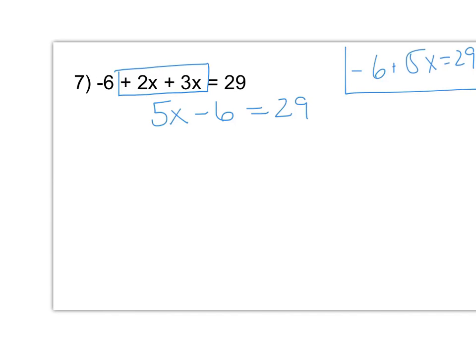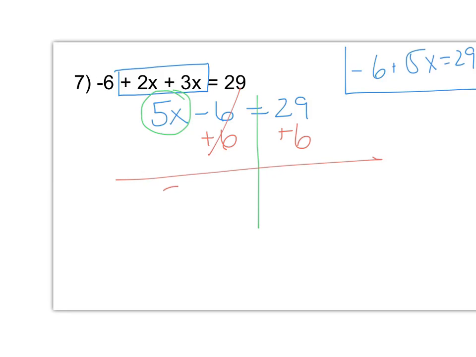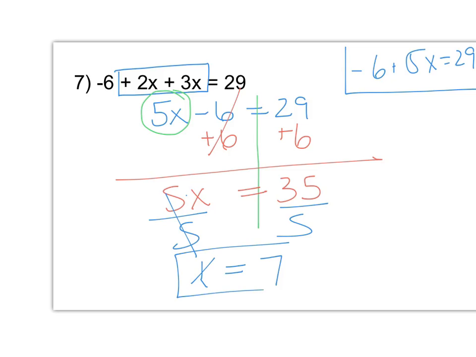I'll leave that up there. All right, so I'm going to draw my river. I've got to work to get 5x by itself. I've got to do the inverse of a negative 6, which is positive 6. And if I do it to one side, I do it to the other. These 6's cancel out. 5x is equal to 29 plus 6 is 35. Now finally I've got to do the inverse of multiplying by 5, which is to divide both sides by 5, and x is equal to 7. That is my final answer.